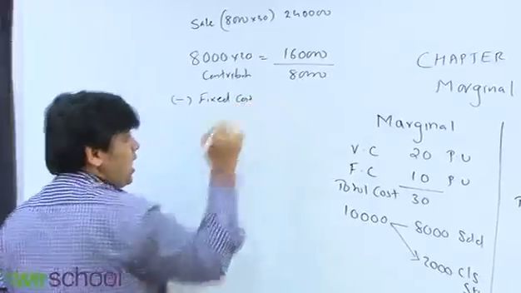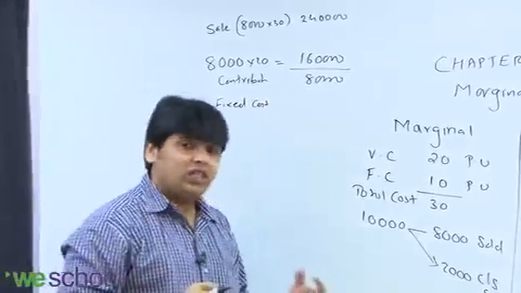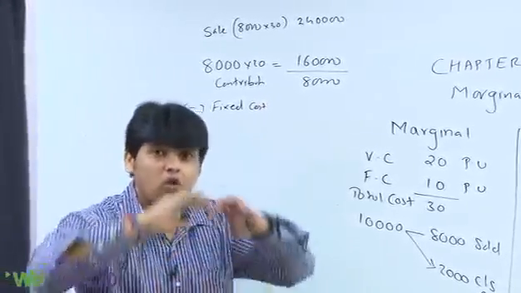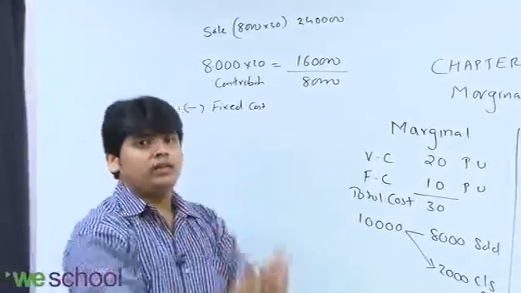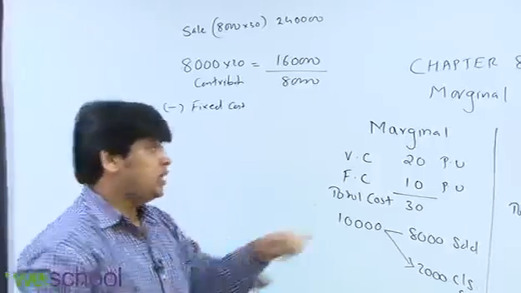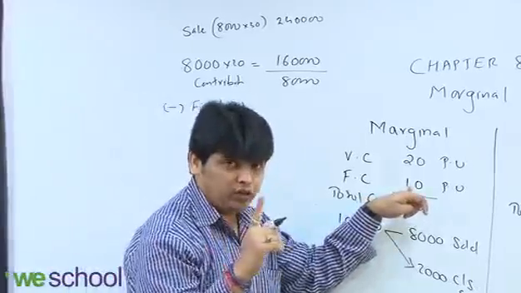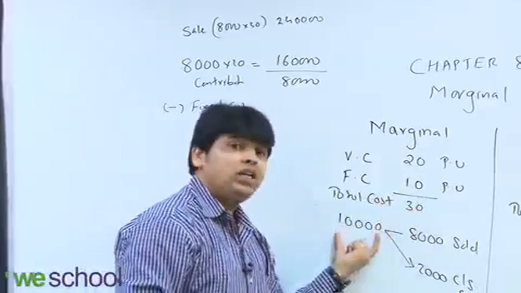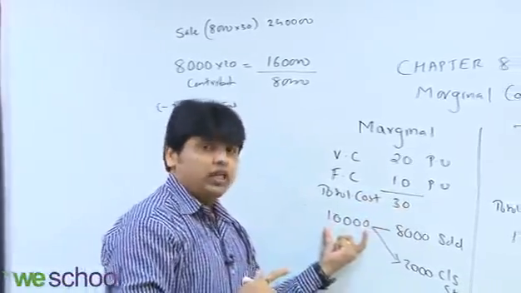Now I repeat, I will not charge fixed cost of the unit sold. I will charge the whole period fixed cost together. So 10,000 is the total fixed cost, and how many units are produced? 10,000 units.